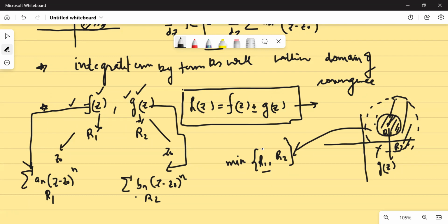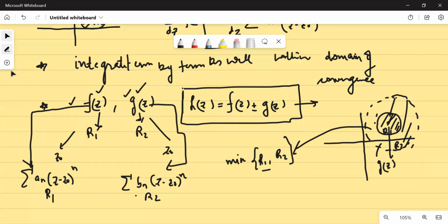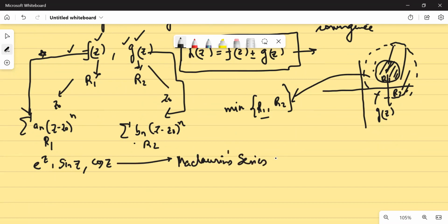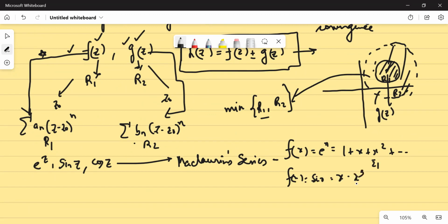Yes, sir. Okay. For all those entire functions, for example e raised to power z, sin z, cos z, you can use the same Maclaurin series that you used in real analysis. In real analysis, e raised to power x can be expressed as 1 plus x plus x square upon 2 factorial, and so on and so forth. Similarly, sin x can be represented as x minus x cube upon 3 factorial plus x to the power 5 upon 5 factorial, and so on and so forth.